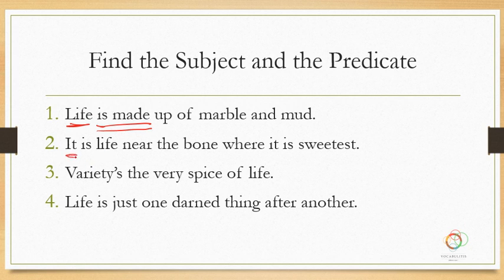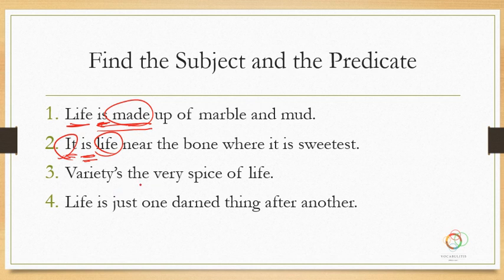It is life near the bone where it is the sweetest. Okay, subject is it, and what's the verb? The verb is it is. Okay, it's different from the first one. The first one has a verb that is put into a passive voice, and so we needed that be, the to be verb, to make it a passive, that something is done. In the second case, we don't have a main verb that requires the is. Is alone is the verb, so we call this a linking verb. The it equals life is what you're saying. Okay, but it is still a sentence. It and is, subject and verb, subject and predicate.